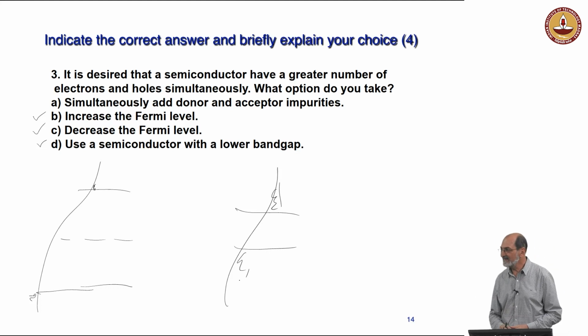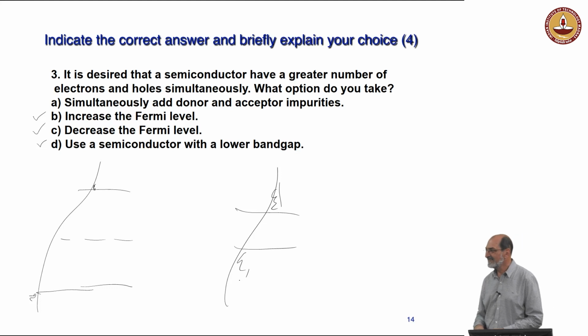So, Celso, just to add to this, let us say I tell you you cannot change the semiconductor. You cannot change your semiconductor. So how do I increase electrons and holes simultaneously?